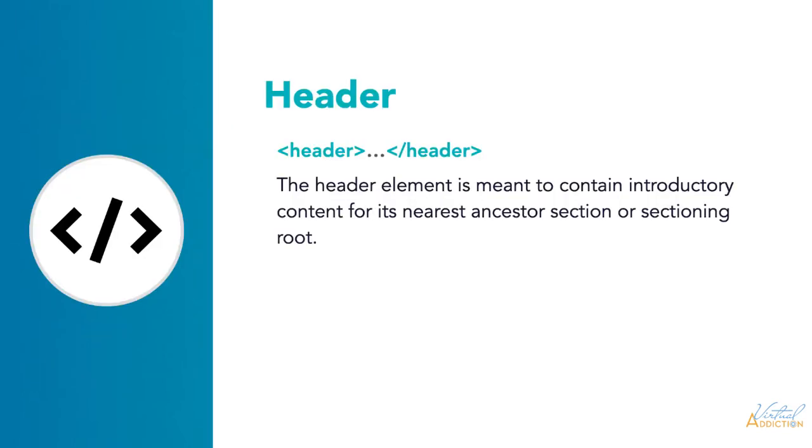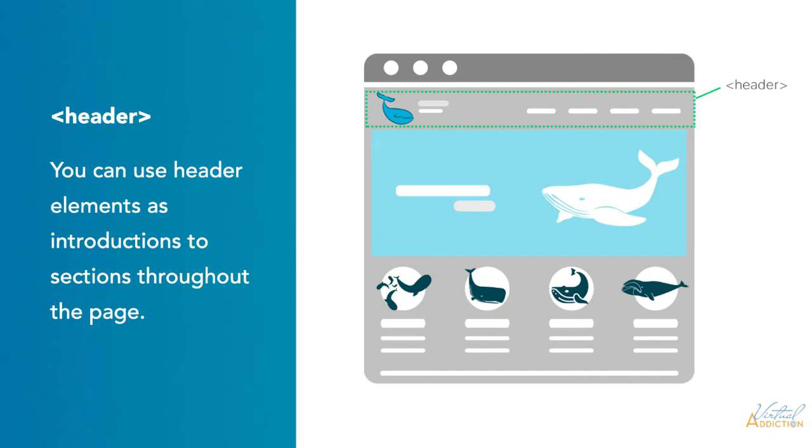The header element is meant to contain introductory content for its nearest ancestor section or sectioning root. When the ancestor element is the body, then the header element applies to the whole page. However, the body is not the only section on the page. You can use header elements as introductions to sections throughout your web page. The header element inside a section or article will typically include one or more headings inside it. You do not have to use the header element for every heading element, but if it makes sense to group that area as a heading, then I would say use it.